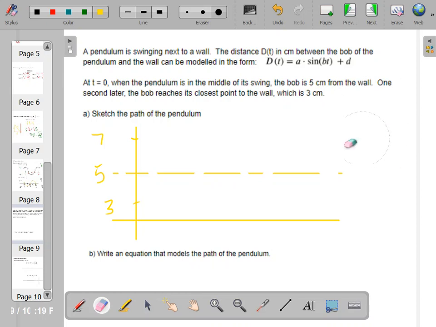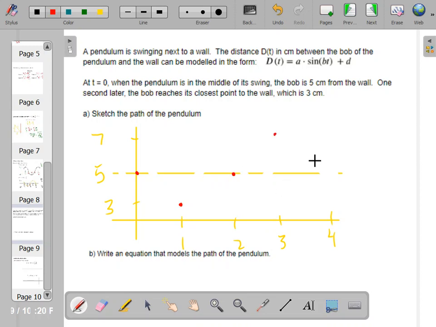And what else do we know? In 1 second, 1 second later, it's 3 centimeters. So 1 second later, that puts it starting here and then going down to here. So you can see how it's going to look like this. But that means we're counting by, I'll do it in yellow, counting by ones. 2, 3, 4. So then it's going to come back to the middle.